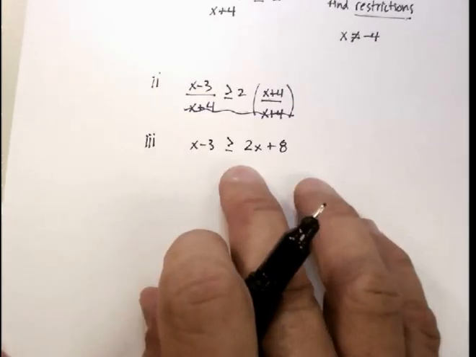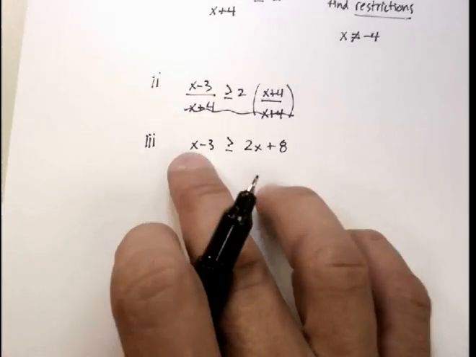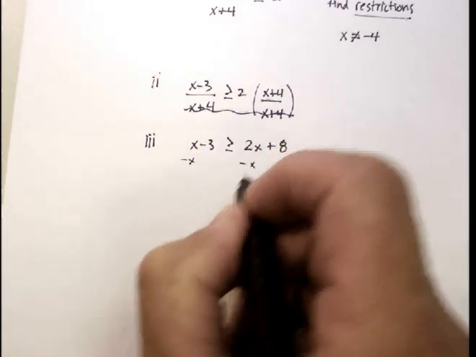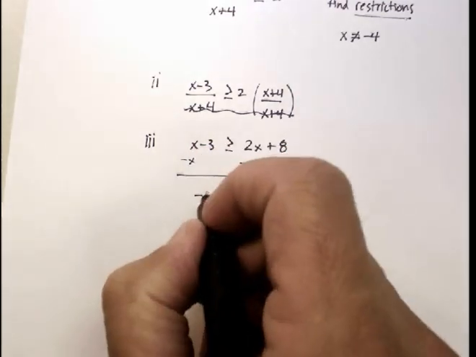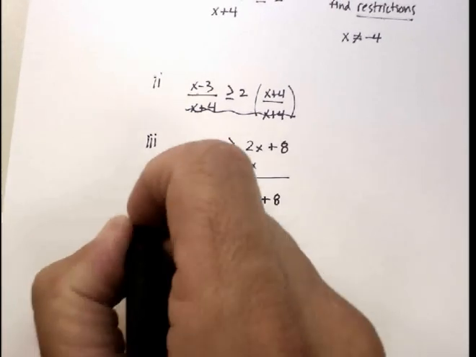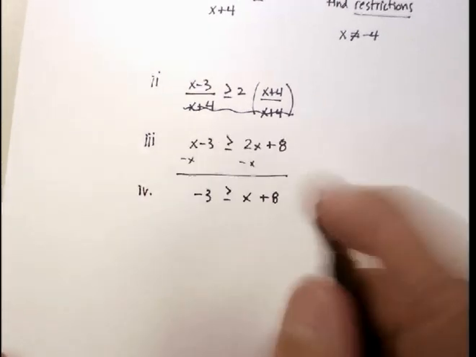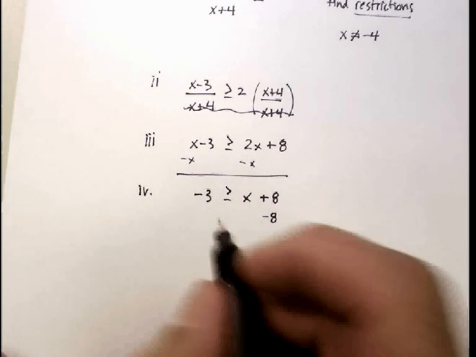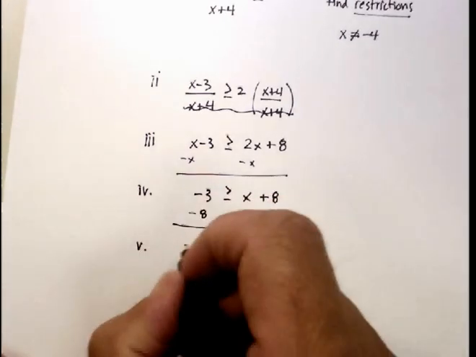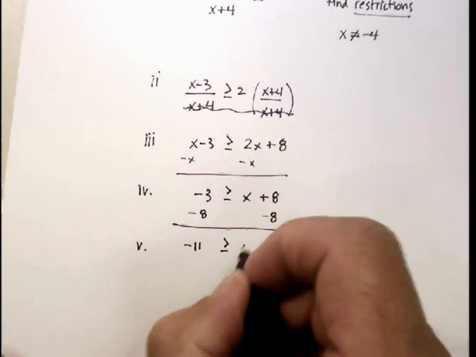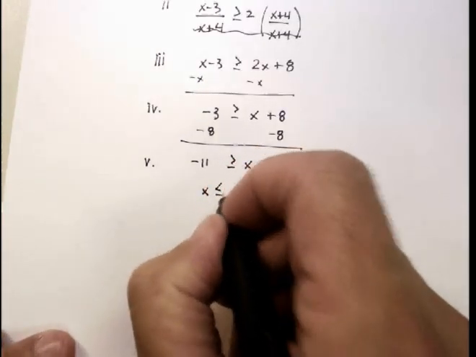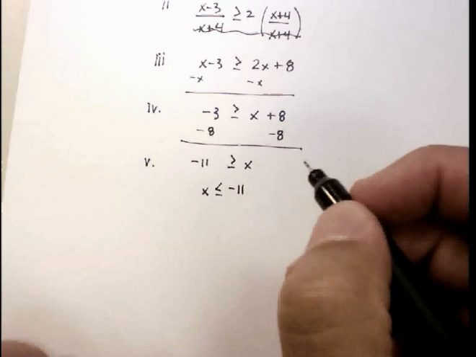Now this is pretty easy again. What I'm going to try to do is isolate the x. So let's get all the x's on one side. Let's subtract x from both sides. And that's going to give me negative 3 is greater than or equal to x plus 8. And now let's subtract 8 from both sides. That's going to give me negative 11 is greater than or equal to x. Or another way of saying that is x is less than or equal to negative 11.